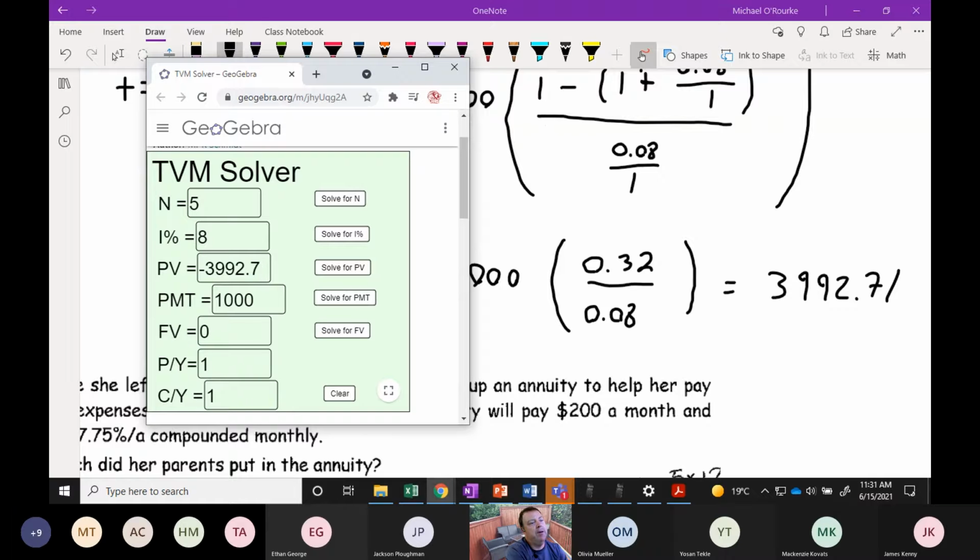How many people were able to get the answer on either their TVM solver or their calculator? Put a Y in chat if you were able to get the answer, either with the TVM solver or if you use a calculator. Okay, yep.